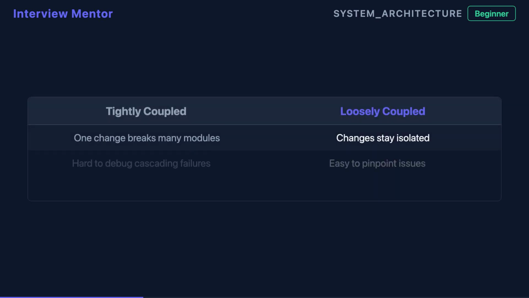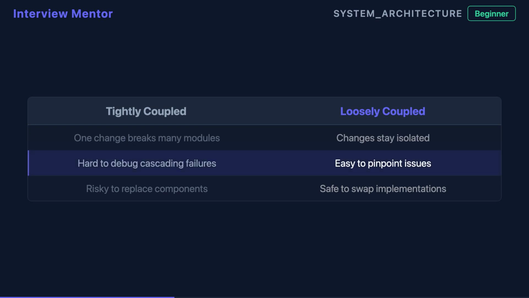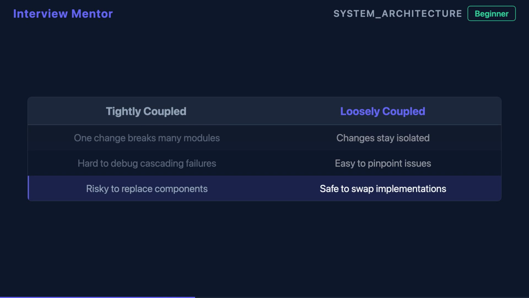The first major benefit is maintainability. With loose coupling, you can modify, debug, or completely replace individual components without touching the rest of your system. A bug in the payment module? Fix it there without worrying about breaking authentication or logging.